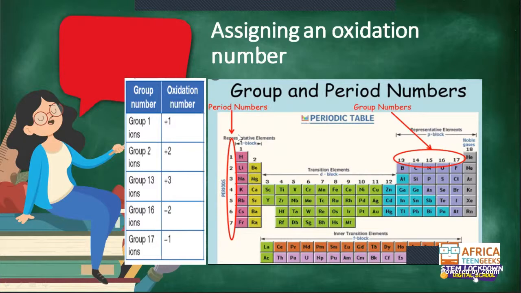What you need to know is that group 1 is plus 1 oxidation number. Group 2 is plus 2. Group 13 is plus 3. Group 16 is minus 2. And group 17, which is this final column here, is minus 1. As long as you understand that, you'll be able to do any oxidation number calculation that is asked of you. You're going to have to know that O, for example, is in group 16, so it's minus 2. Those are things you need to know.